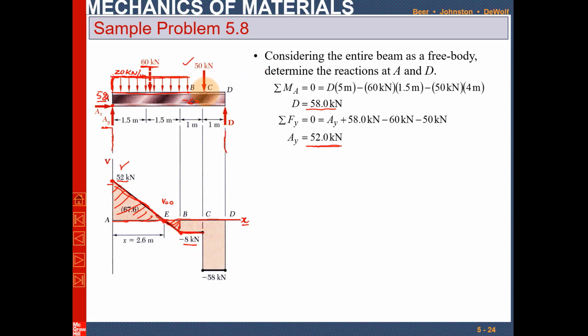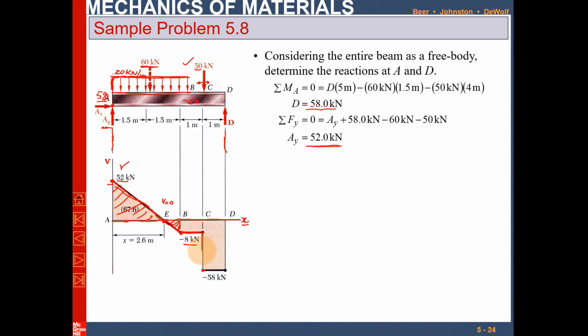Now moving from point C to D, we can see at point C there is minus 8 to the left of point C. But when we go just forward from point C, there is also a force of 50 kilonewton. So that is minus 50. So minus 50 and minus 8, it will be total minus 58. So from 0 you have to locate minus 58. So let's say this point is minus 58.